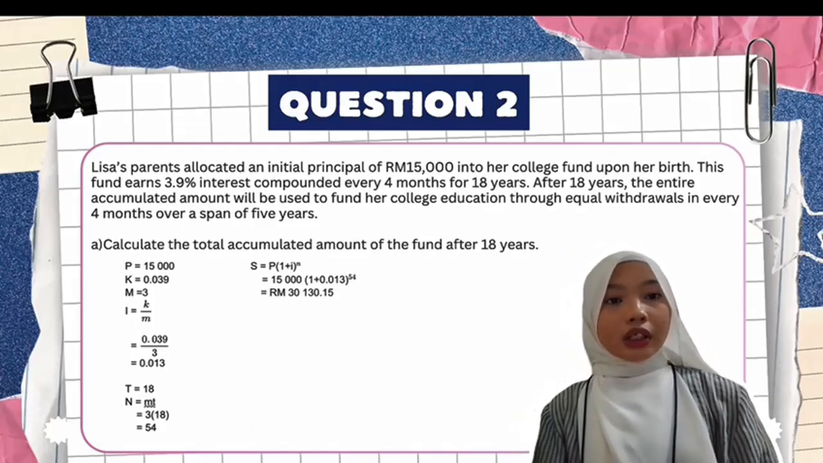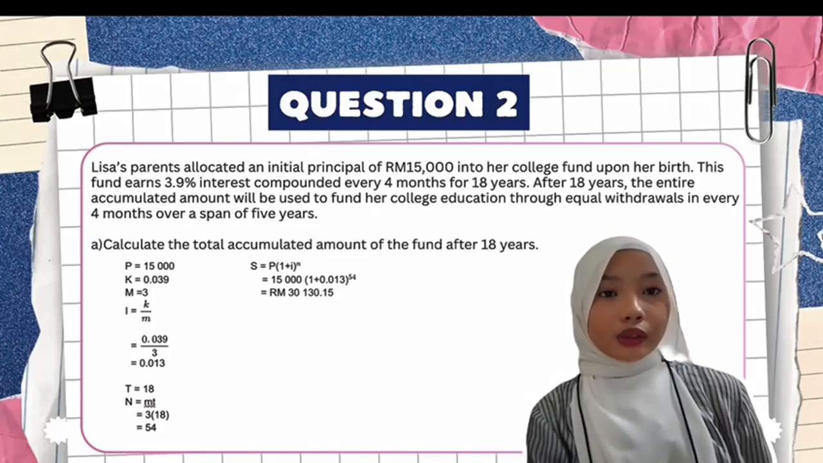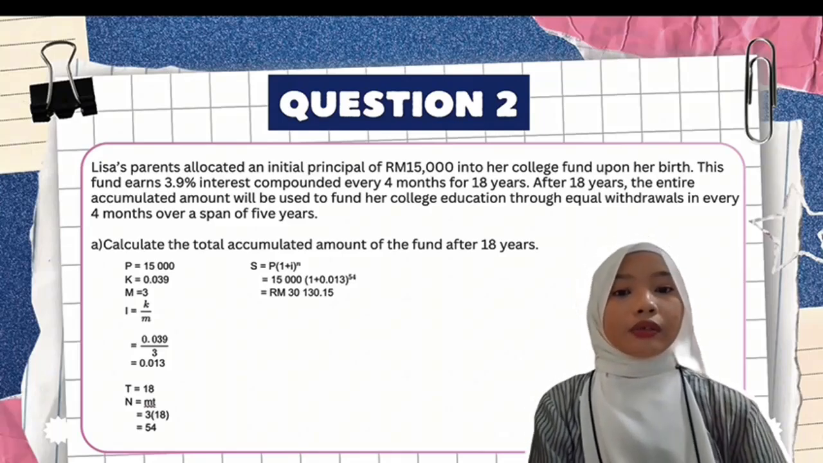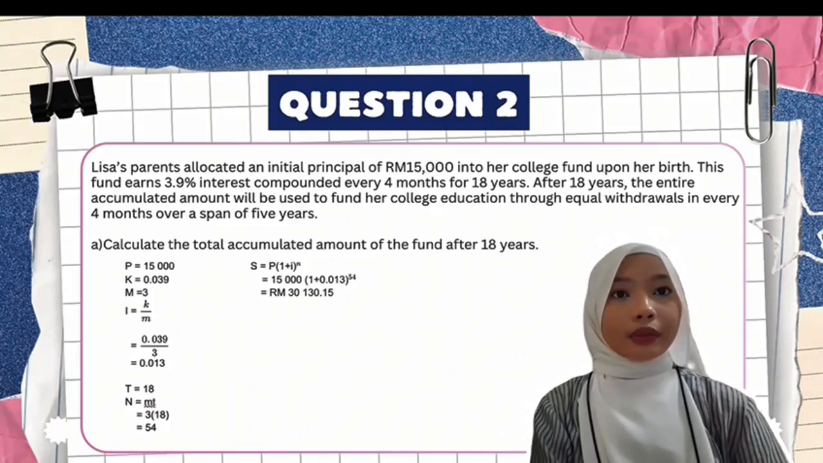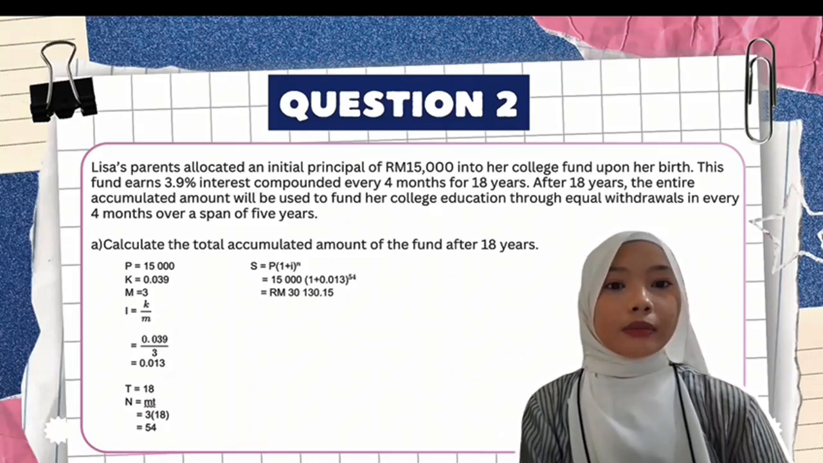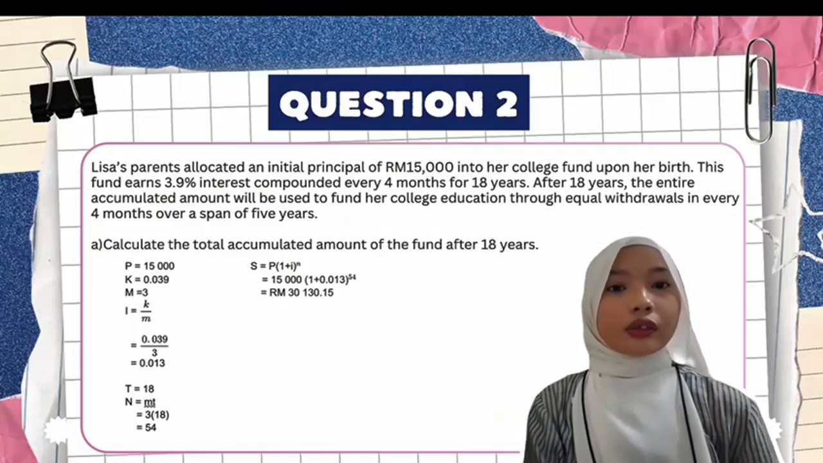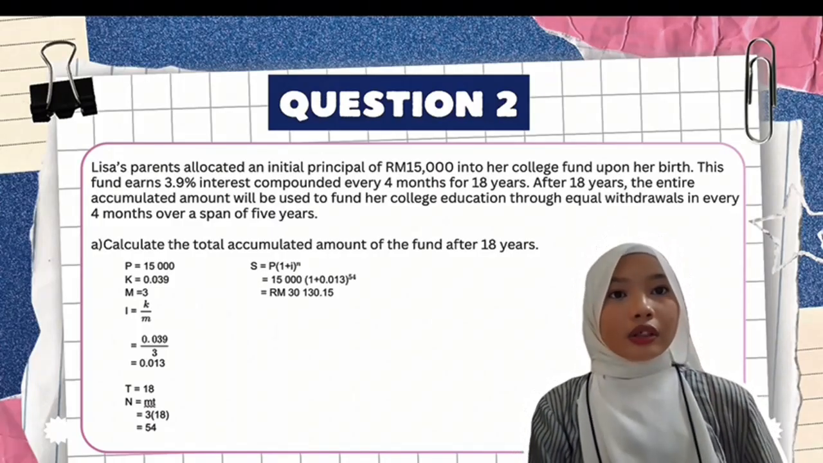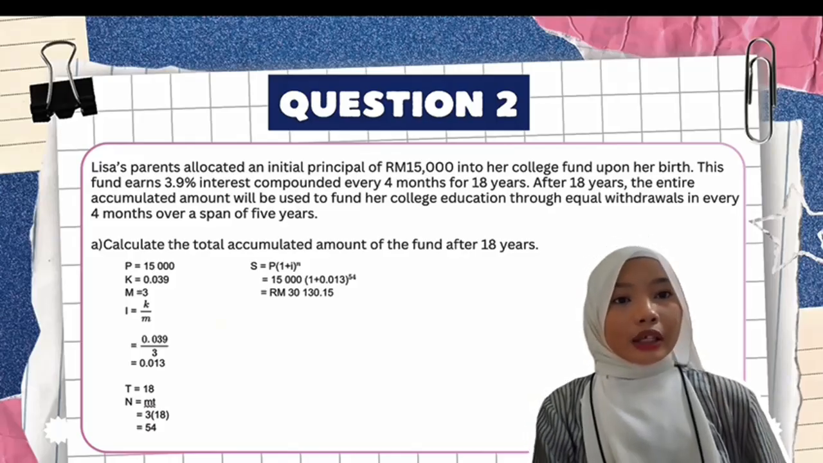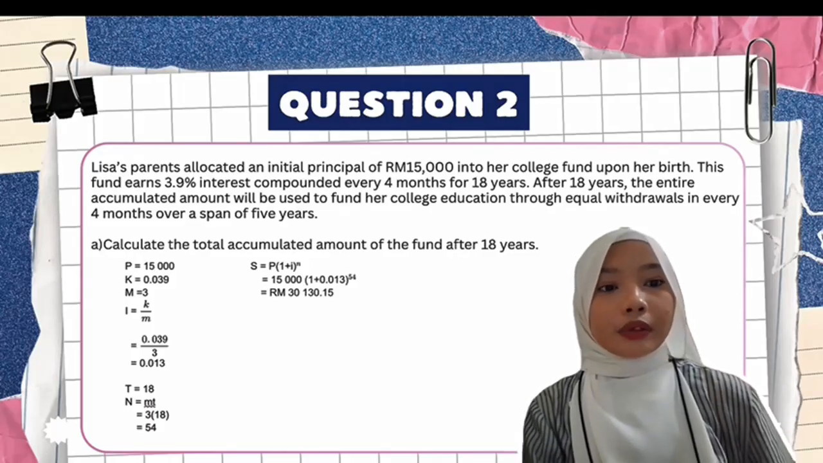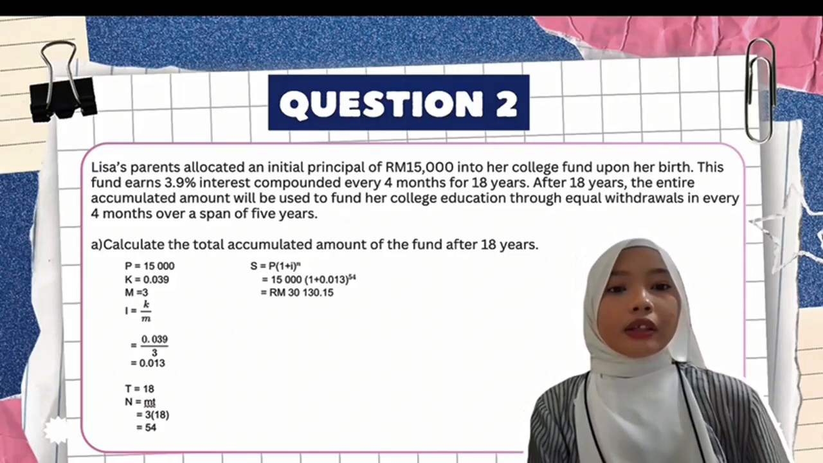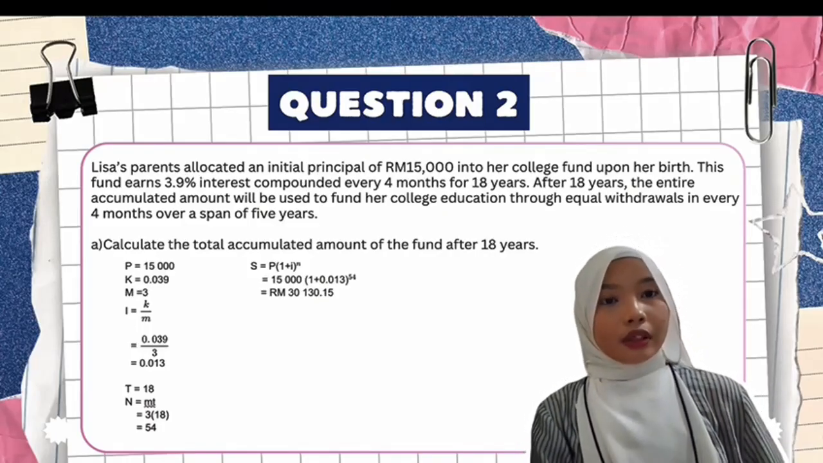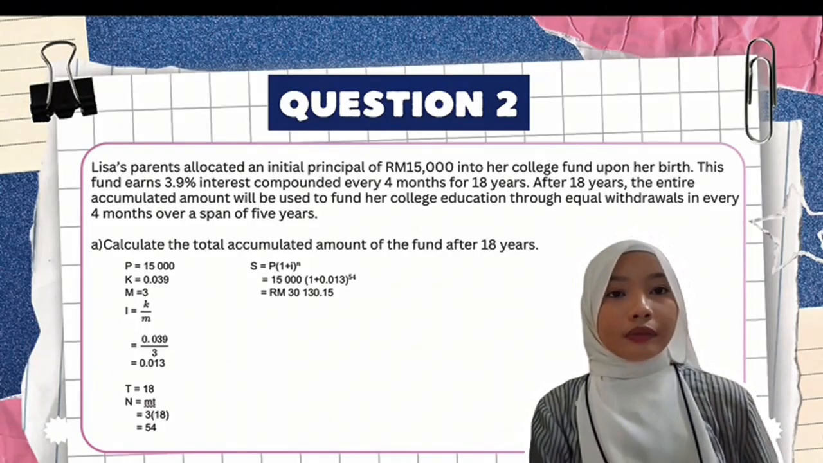So first, we need to highlight the keywords of the question. So P equals 15,000 ringgit, which is the principal amount. Next, K, which is the annual nominal rate, which is 0.039. And the next, M equals the frequency of conversion, equal to 3. And the next, I is the periodic interest rate, which is equal to 0.013. Next, T, which is the time of investment, equal to 18. And the next, the total number of interest periods, which is N equals MT. So N equals 54.